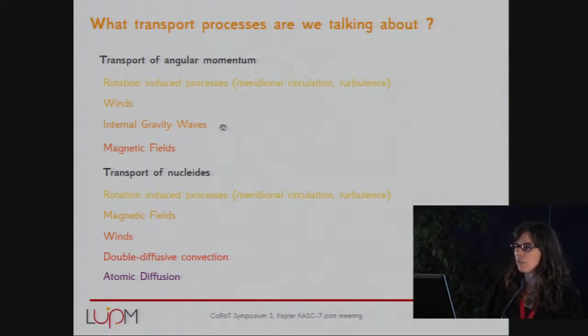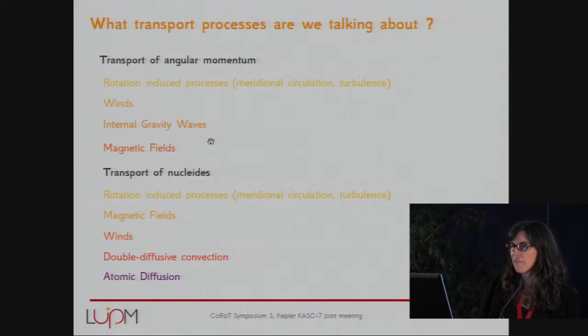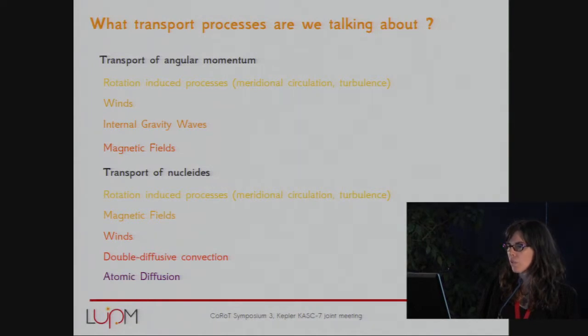You have internal gravity waves, I will come to this later, magnetic fields, and for the transport of nuclei, you have other types of transport processes that are important, and I would say even mandatory in some cases. And these are the double diffusive convection. You already heard about this this morning in the talk of Isabelle Baraffe, and atomic diffusion.